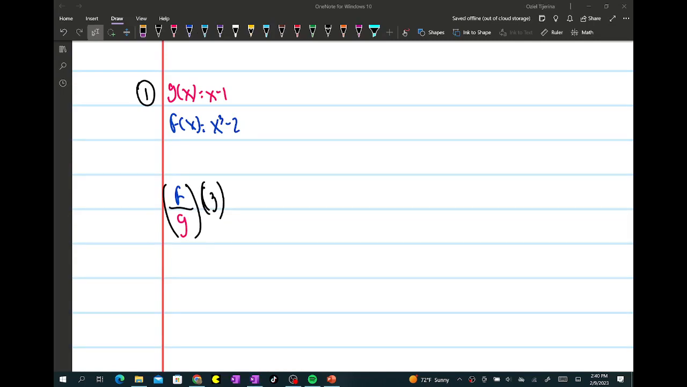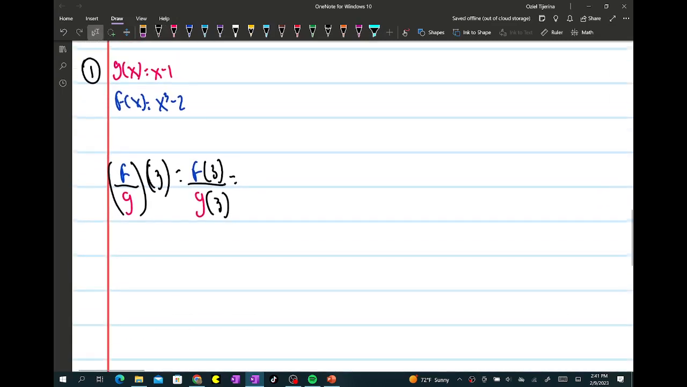So again, the way that we're going to do this is, basically this is going to equal the following. We want to do f over g of 3, and this is going to equal f of 3 over g of 3, right? So f of 3 over g of 3. And of course, when we are evaluating, I always like to do it in a different color. So we're first going to find f of 3, right?